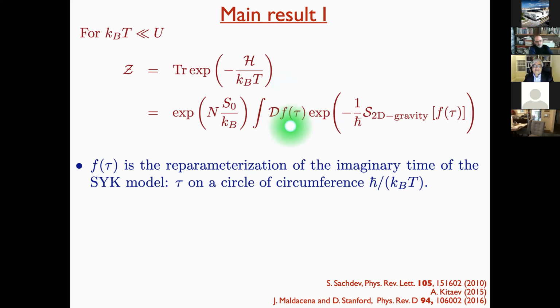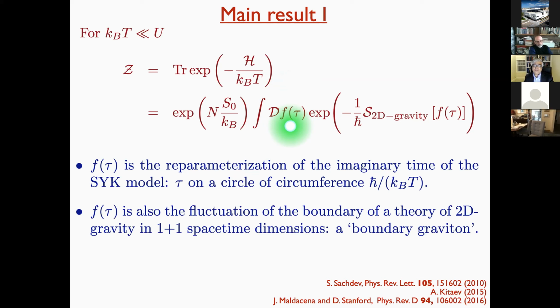And what is the action for this? Well, the action, remarkably, can be interpreted as the action of two-dimensional gravity. So that's where the holography comes in. This is an action in 1 + 1 dimensions, whereas this quantum system you began with was in 0 + 1 dimensions. So if you go backwards, this SYK model is a hologram of a two-dimensional gravity system.